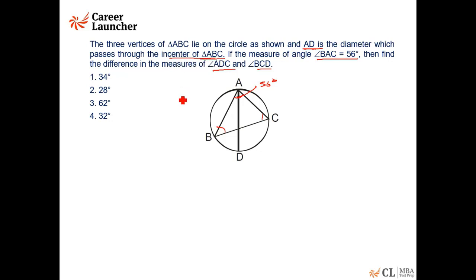What if I consider ABC to be an isosceles triangle, which means AB equal to AC? Will it not make my calculation easy? It will, and that is exactly what I am going to do. I will consider this as an isosceles triangle so that my calculations are that much easier.